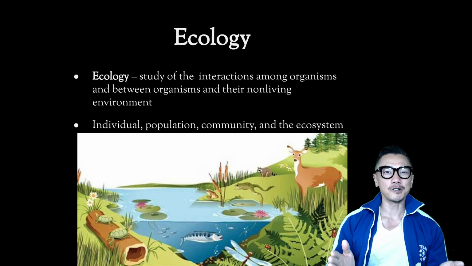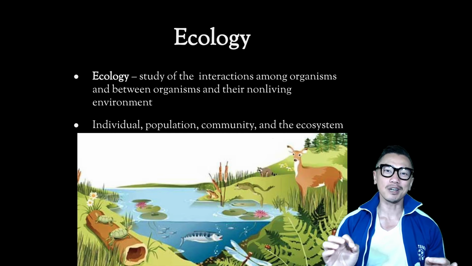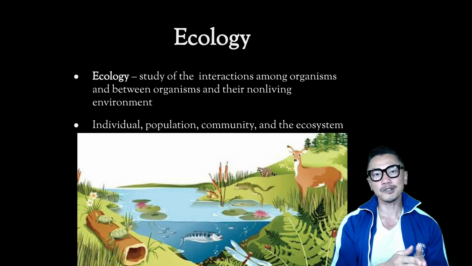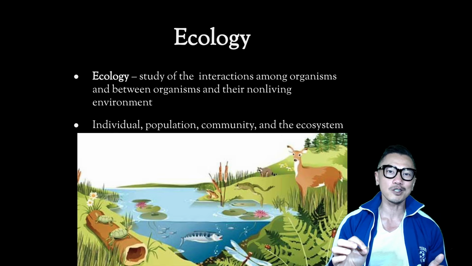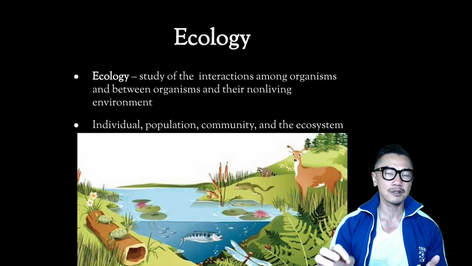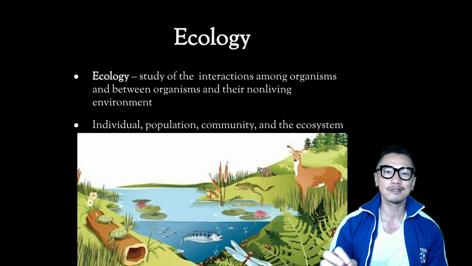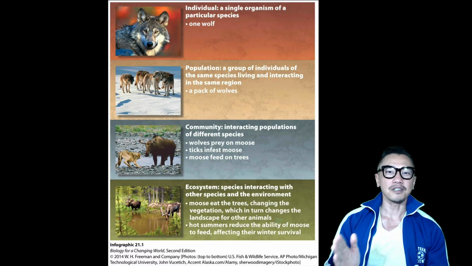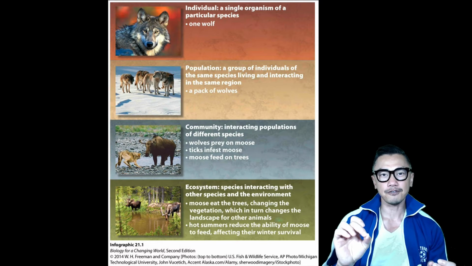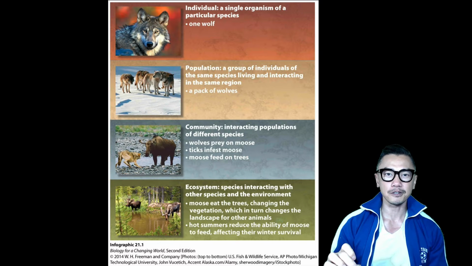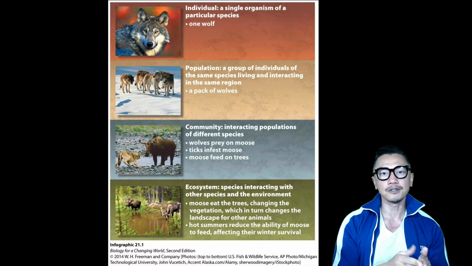Let's define ecology next. Ecology is the study of the interactions among and between organisms and their non-living environment. Ecologists can study the environment and nature on a number of different levels. Ecologists can focus on individuals, populations, communities, and ecosystems. This infographic summarizes the difference between individuals, populations, communities, and ecosystems. We'll go through each one of these one by one.